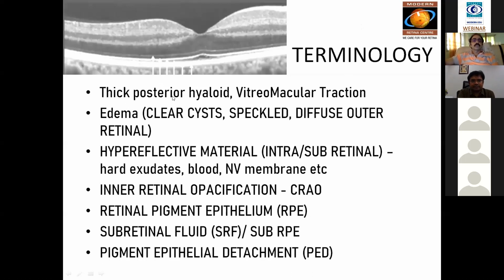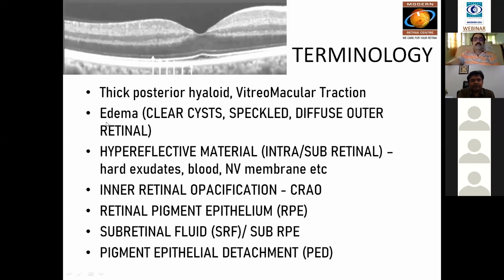The first one is thick posterior hyaloid. Normally the vitreous which is attached to the retina is called the posterior hyaloid. Normally it is not visible because it is very transparent, but in certain pathologies such as age-related macular hole, or in other pathologies such as diabetes or vein occlusions where there is inflammation, this hyaloid can get thickened, and it causes what is called vitreomacular traction. When the thickened hyaloid becomes like a thick membrane and pulls on the retina, on the macula, we call it vitreomacular traction.